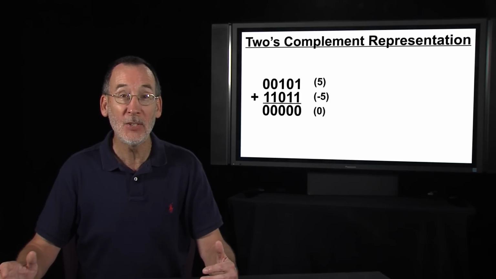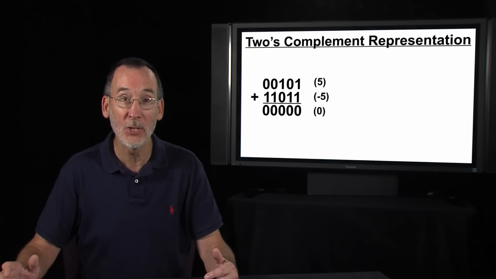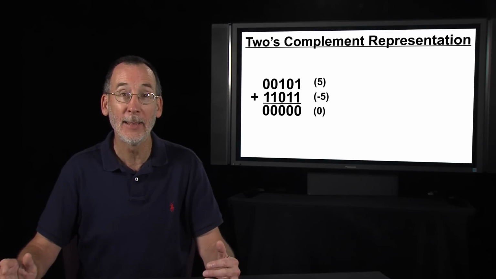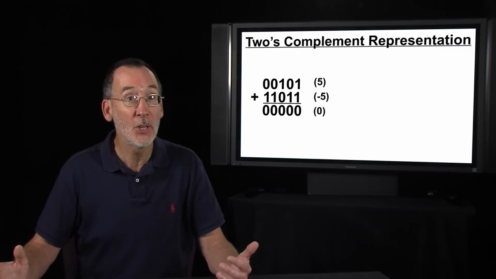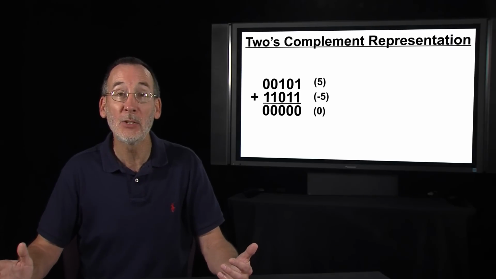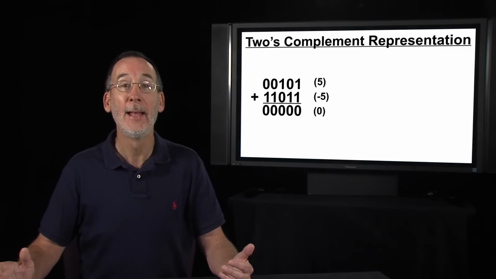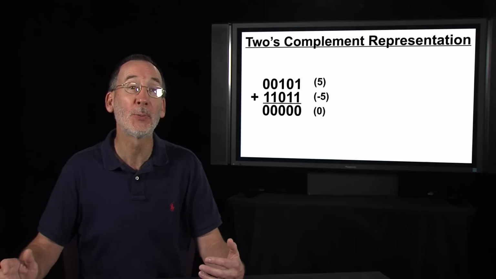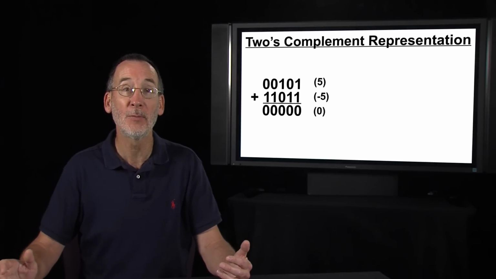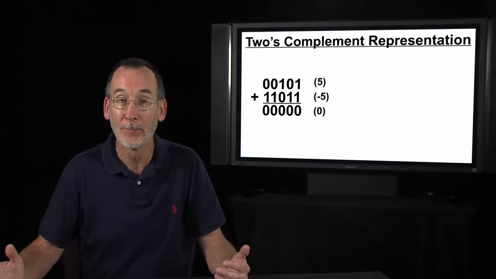Now, if we add these together using the same procedure of adding each position and the carries moving from right to left, we're going to end up with 0, which is the right number. We add 5 to -5, we should get 0. Now we're going to get a carry out of the most significant position, but we can just throw this away and represent this as a 5-bit value, which is 0.